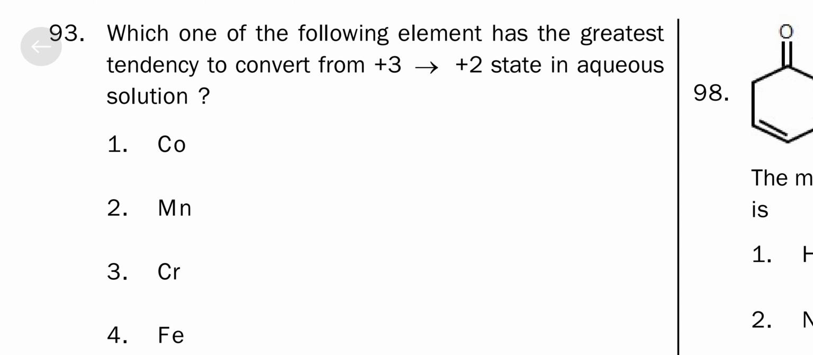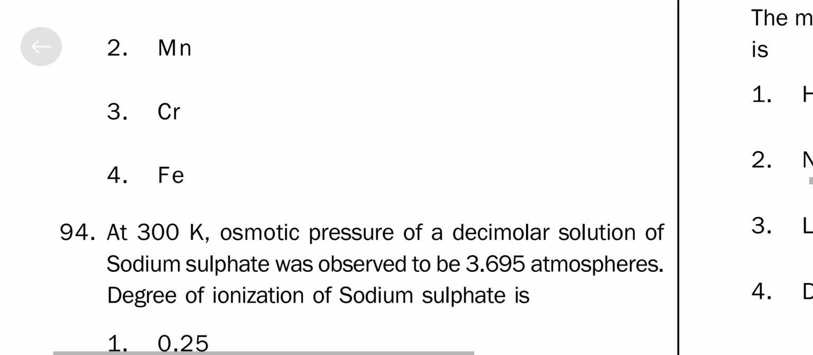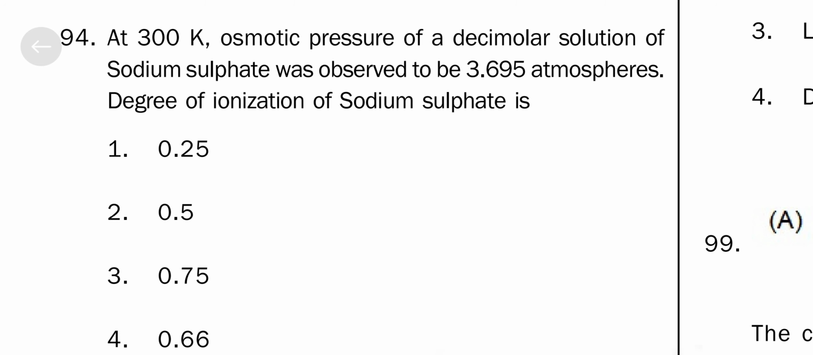Which one of the following elements has the greatest tendency to convert from +3 to +2 state in aqueous solution? Don't answer this question according to electronic configuration. This question should be answered according to the E0 value, the SRP value, and this data is given in NCERT. So go with that one. The answer is cobalt.